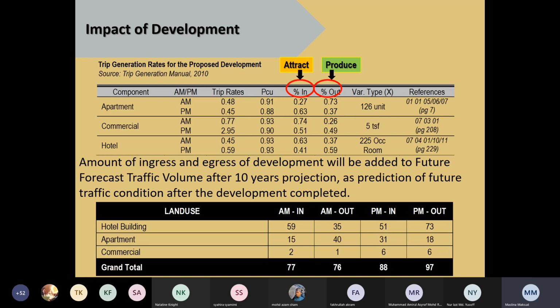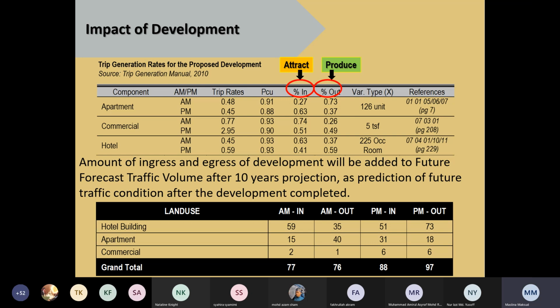And for the variance type, as you can see, the variance type column is after the percentage out. This will be provided by our planner, and this will be stated at the Kebenaran Merancang layout, which is the KM layout, which I will show the example later.